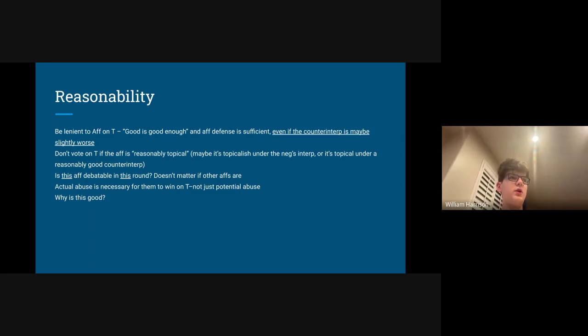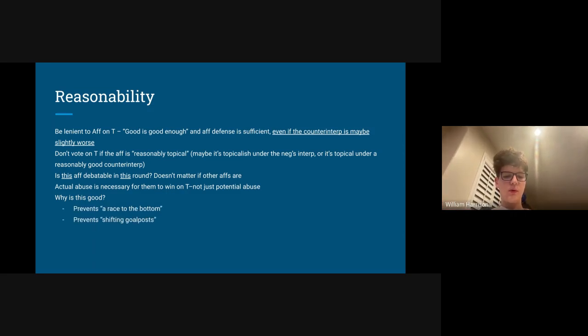Why might reasonability be good? It allows for the AFF to win by a broad range, so if it's reasonably topical, you don't need to be very specific with it. Maybe that actually sounds like a reason it's bad. Ty, any thoughts why it's good? Because the neg can reasonably predict that they would read something kind of like it. Okay, so it's somewhat predictable.